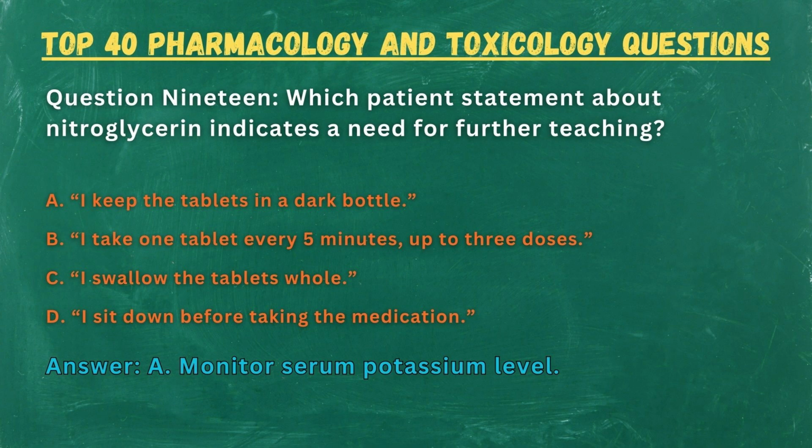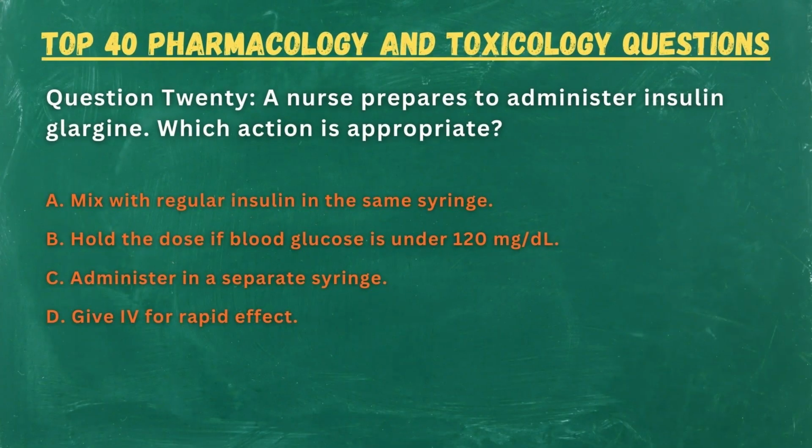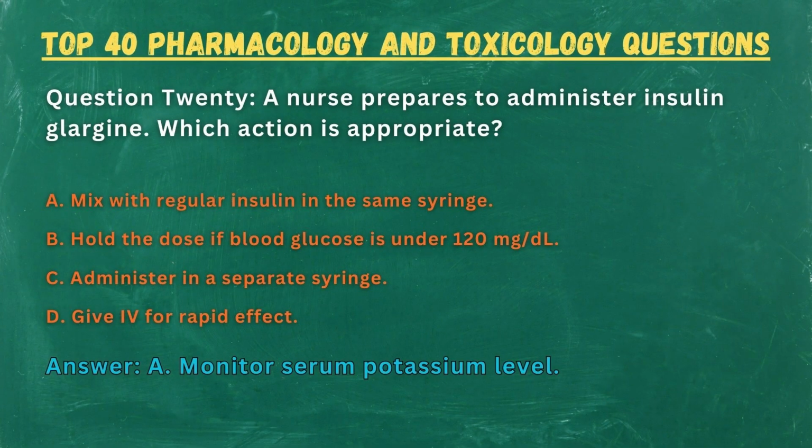Answer: C. I swallow the tablets whole. Question 20. A nurse prepares to administer insulin glargine. Which action is appropriate? A. Mix with regular insulin in the same syringe. B. Hold the dose if blood glucose is under 120 milligrams per deciliter. C. Administer in a separate syringe. D. Give IV for rapid effect. Answer: C. Administer in a separate syringe.